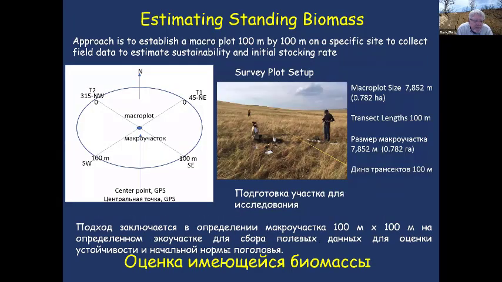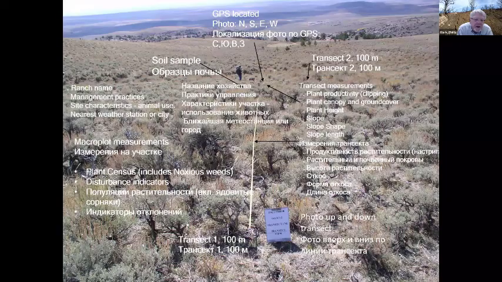So we start with the concept of a macro plot. We designed ours to be 100 meters long by 100 meters in a T formation. We use a fixed compass orientation so that we can always refind the site and resample it if necessary. That means the macro plot is about 7/10 of a hectare. This just shows some of the measurements we take across the transects, and we'll start going through them systematically. So I've got another video here.